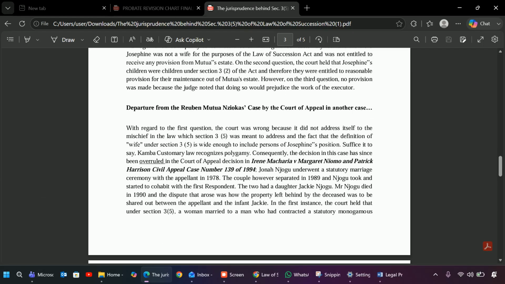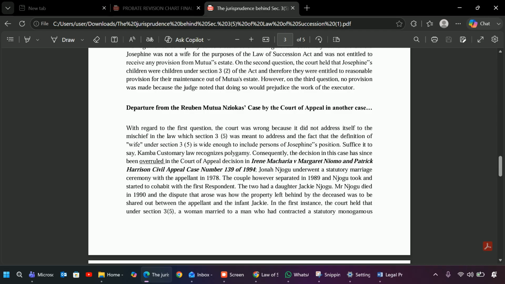Then came a departure from Reuben Mutua's Nzioka's case by the Court of Appeal. With regard to the first question, the court was wrong because it did not address itself to the mischief in the law which Section 35 was meant to address, and the fact that the definition of wife under Section 35 is wide enough to include persons of Josephine's position. Suffice to say that Kamba customary law recognizes polygamy.